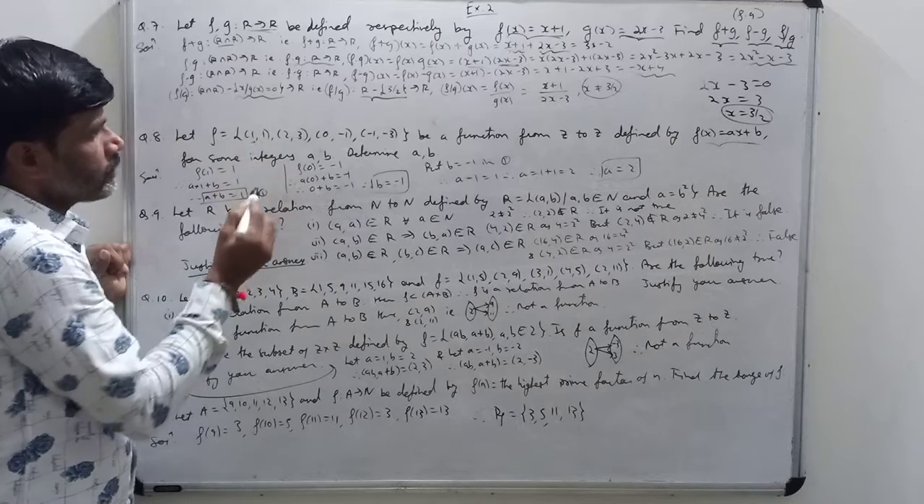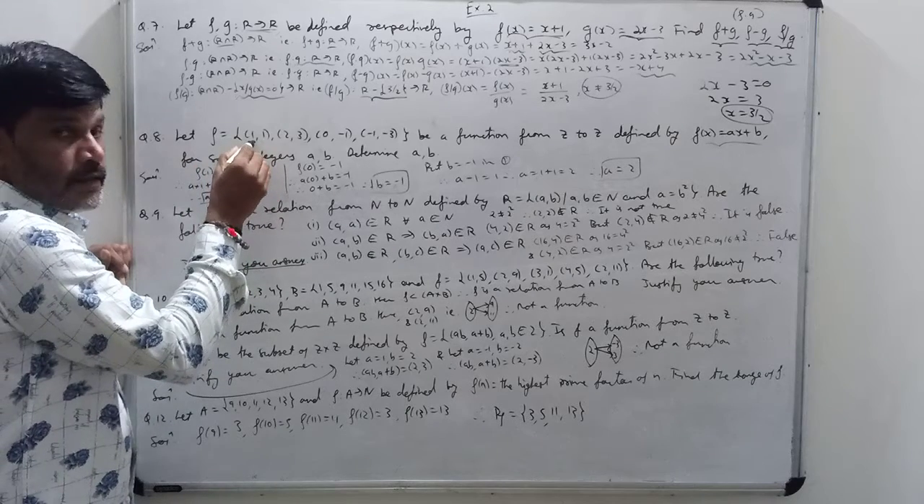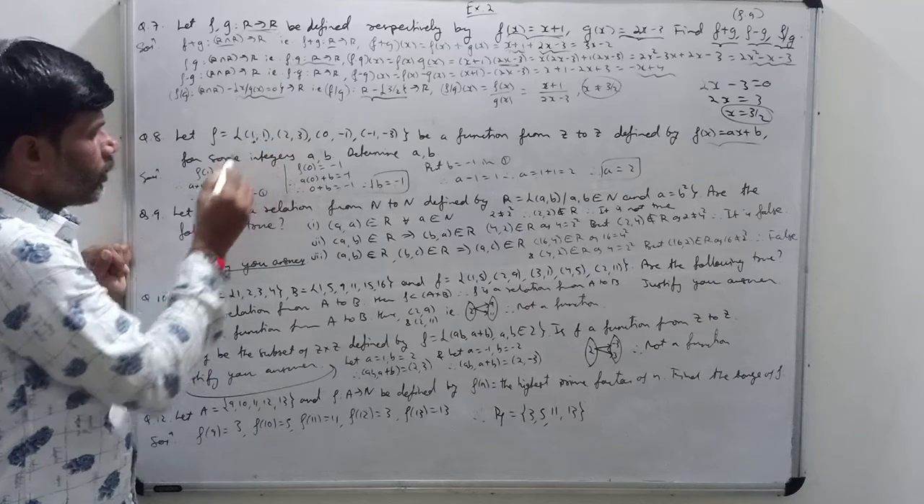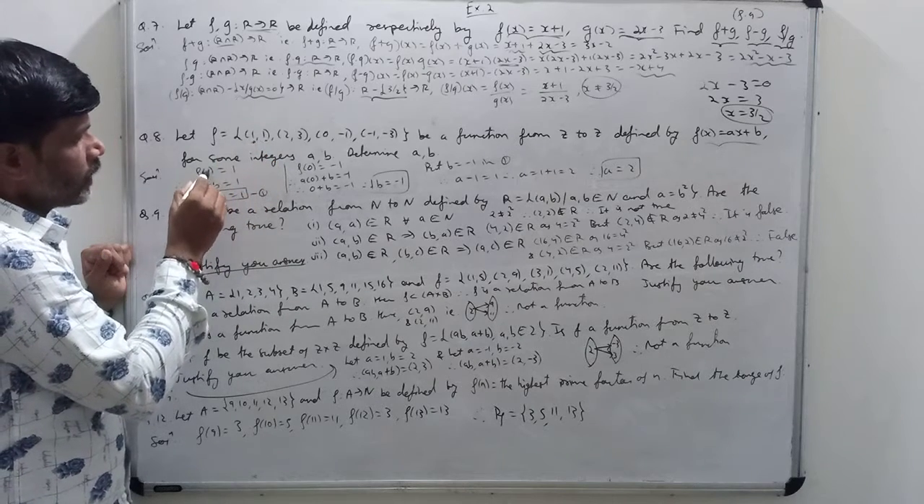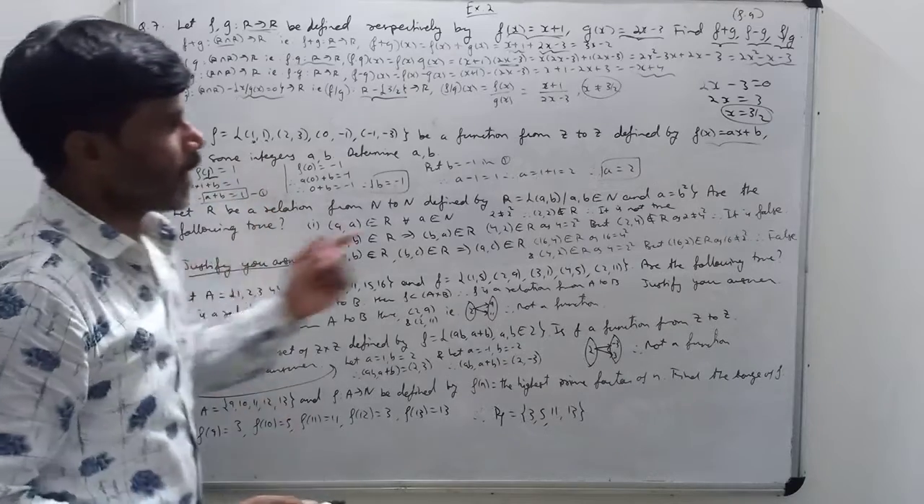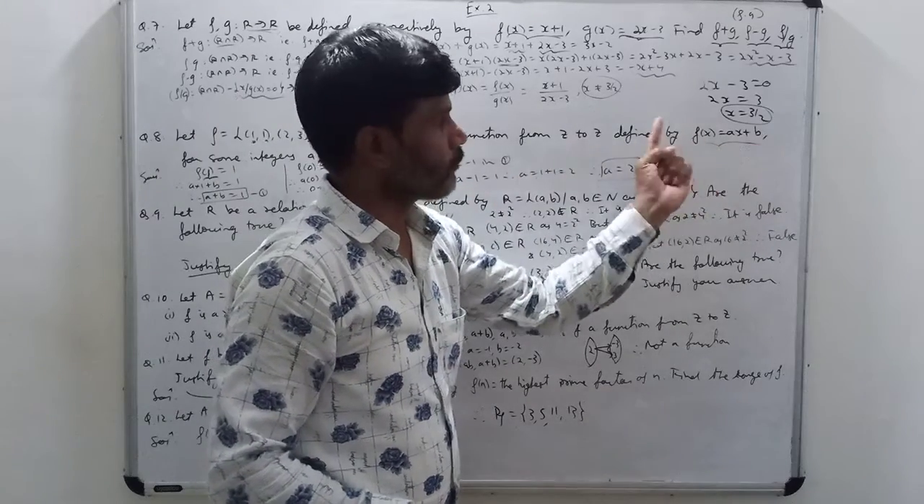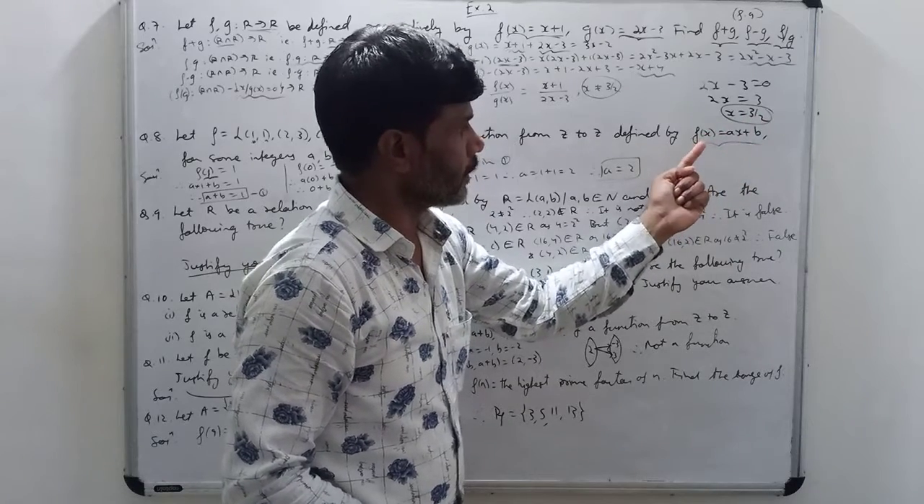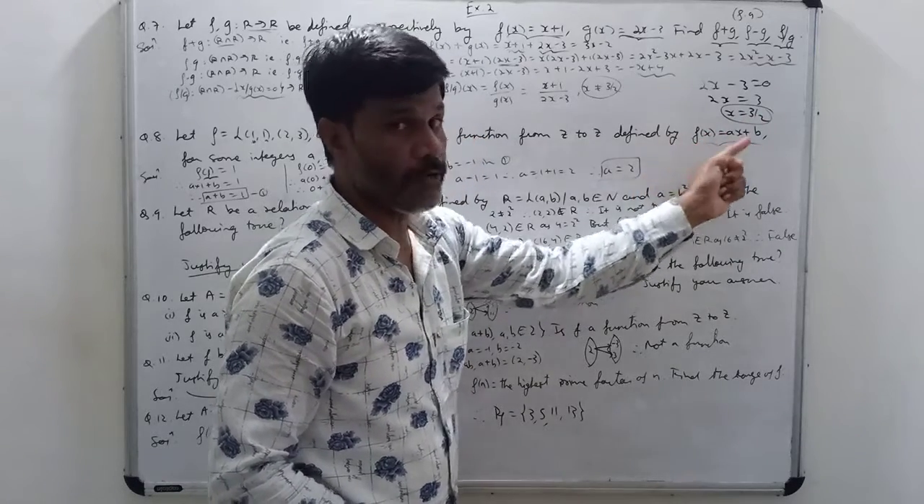Okay, now listen. In (1, 1), the first is the value of x, and the second is the value of f(x). It means when x is 1, f(1) will be 1. So f(1): you see, f(x) is ax + b, so f(y) will be ay + b, f(z) will be az + b. f of anything will be a into anything plus b.